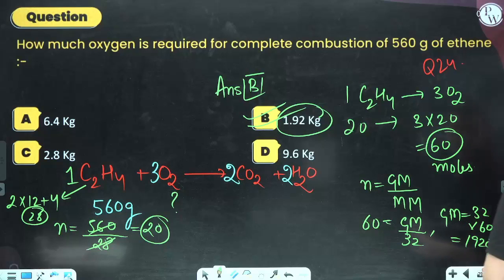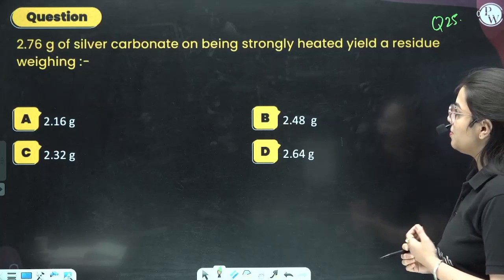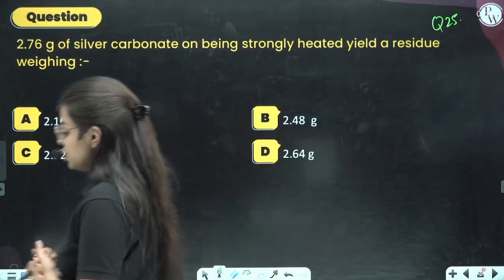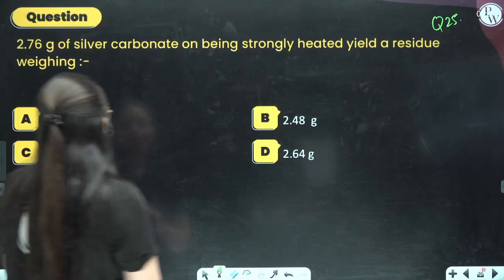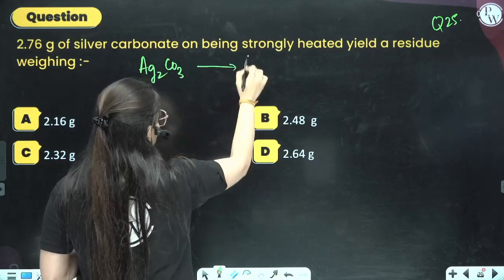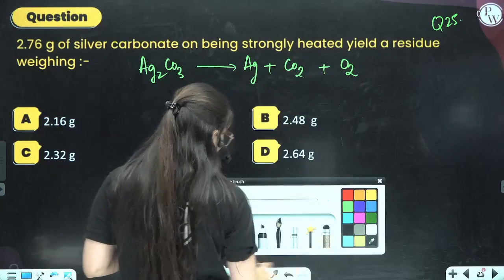Okay, students. The next question is: 2.76 grams of silver carbonate on being strongly heated yields a residue weighing what? I want you all to write the equation on your own first, then I will tell you how to solve it. Silver carbonate, Ag2CO3. When you heat it, it will give you Ag, CO2, and O2. This is our reaction. First of all, balance this reaction.